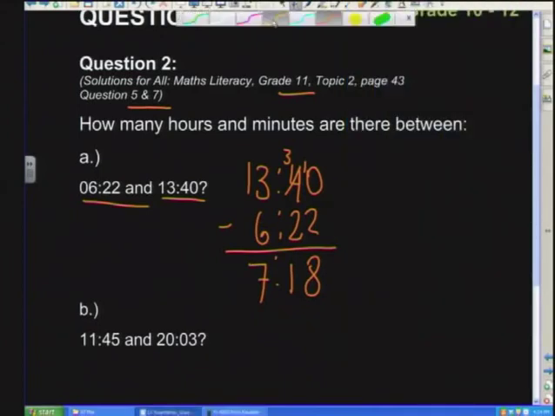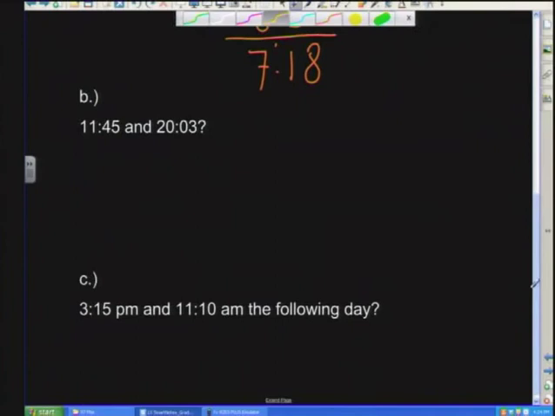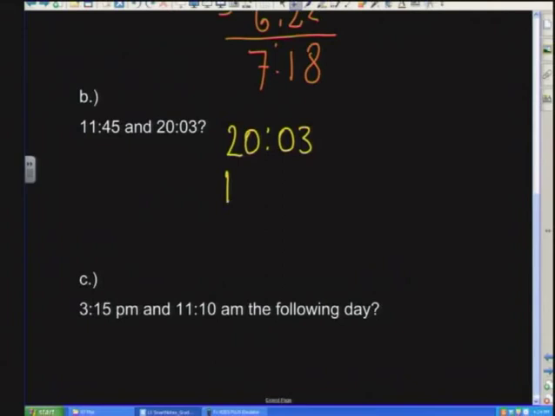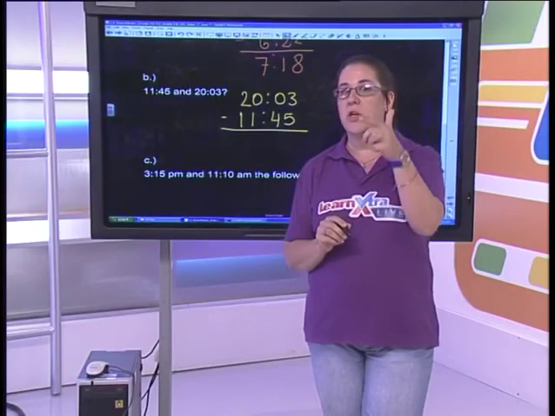Let's change our color pen. Let's go to a nice yellow color. Again, we go 20:03 to 11:45. So again, let's try it without the calculator. With the calculator would be easier.